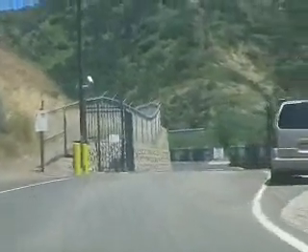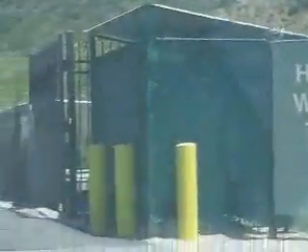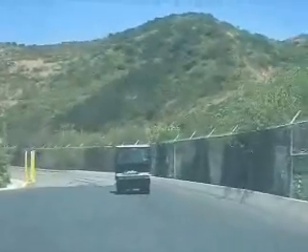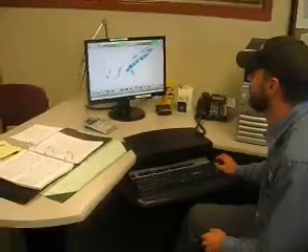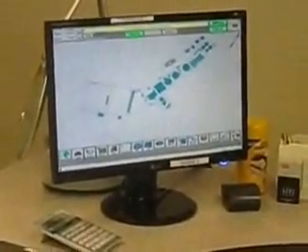For my final project, I went to the Hill Canyon Wastewater Treatment Plant in Thousand Oaks, where an average of 10.5 million gallons of wastewater from Conejo Valley are treated daily. It is a tertiary treatment plant where advanced steps are taken to treat the water before it is released. It has won awards for its water quality and has the capacity to treat 14 million gallons a day.